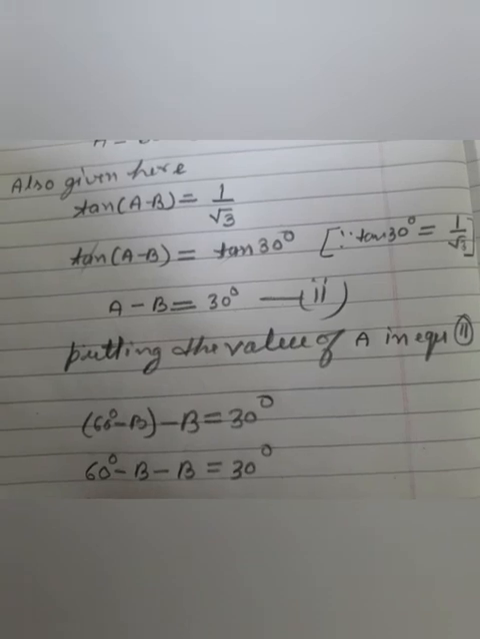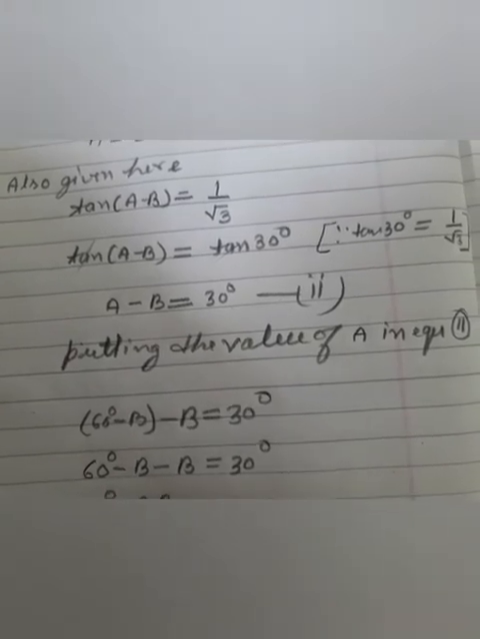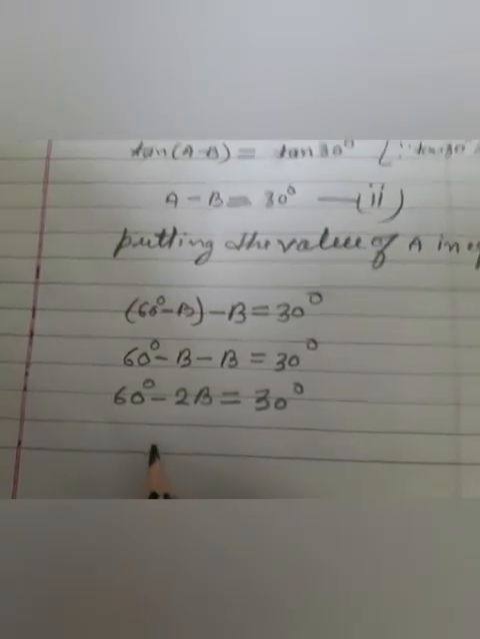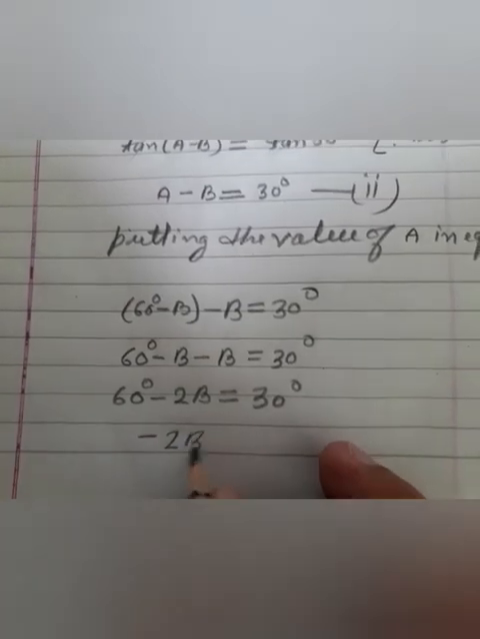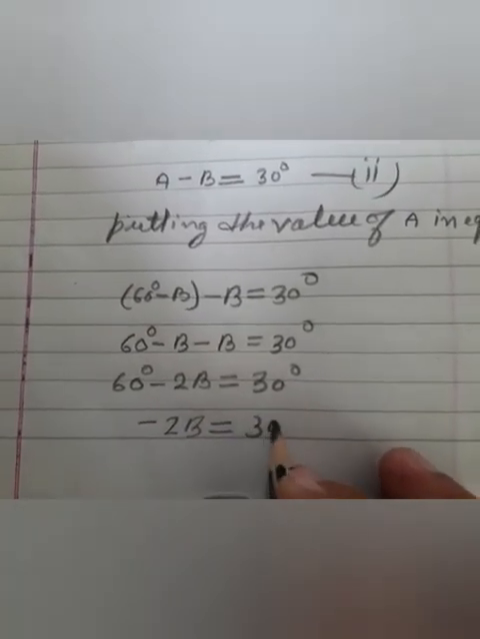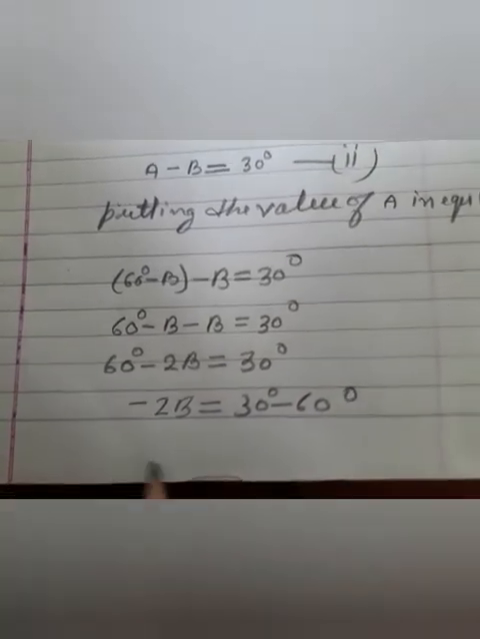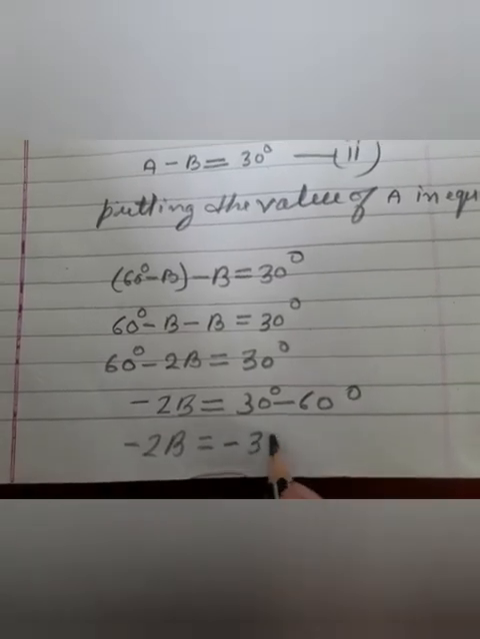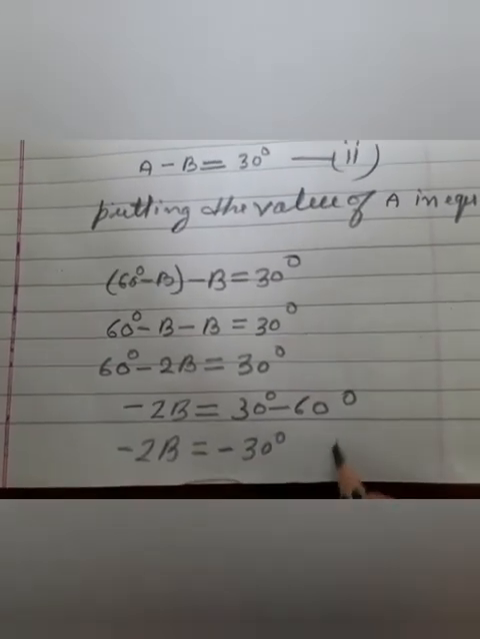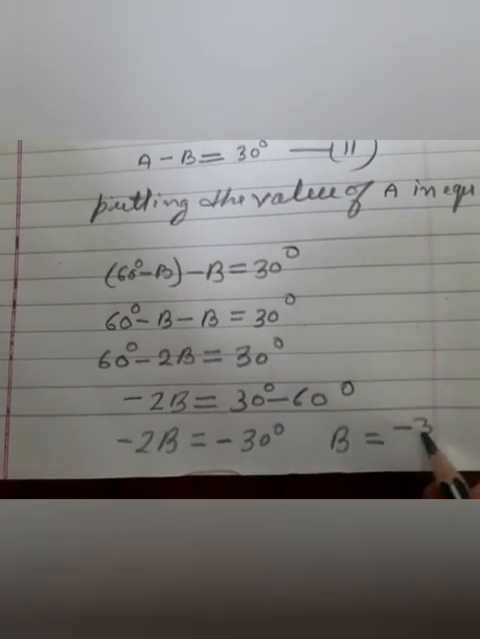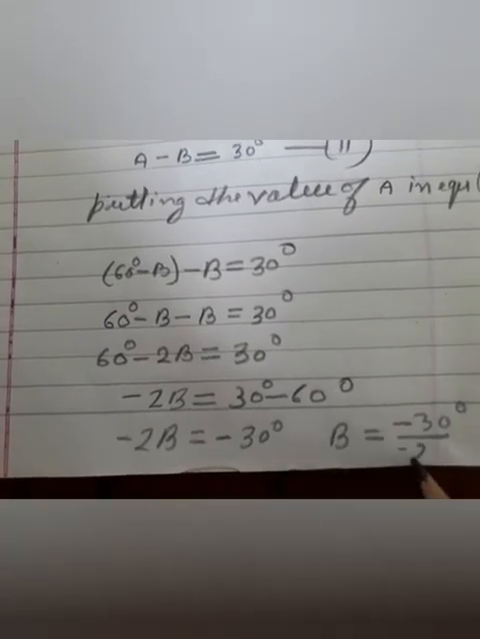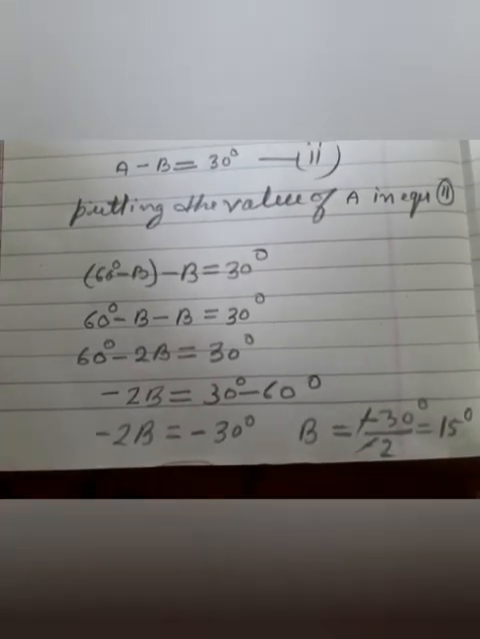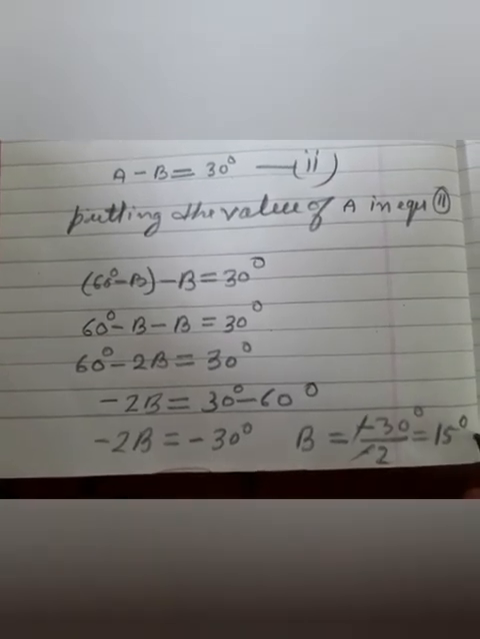So this one is 60 degree minus 2B is equal to 30 degree. So this one is right now, minus 2B is equal to 30 degree minus 60 degree. So this one is right, minus 2B is equal to minus 30. So B is equal to minus 30 degree upon minus 2. This one is cancelled. What we get here? B is equal to 15 degree.